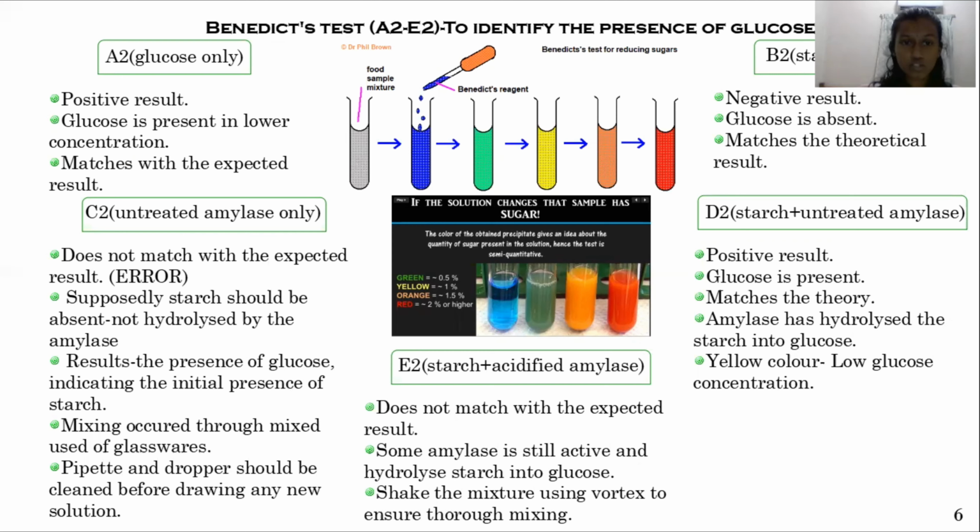This experiment does not match with the expected result. We have found an error in the experiment. Supposedly, the starch should be absent and not hydrolyzed by the amylase. But the result shows that the glucose is present here, indicating the initial presence of the starch.